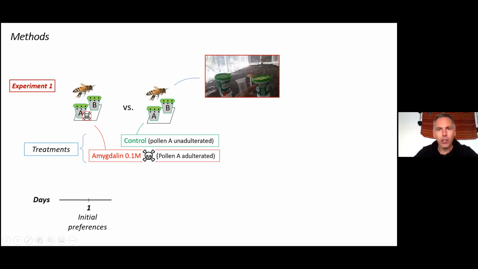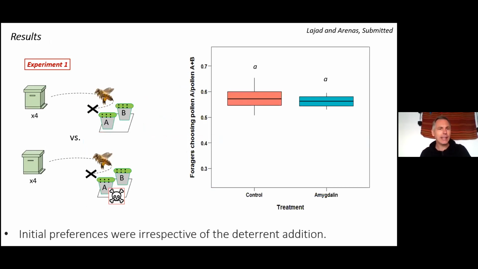So we have, as I said, a flying cage with a colony. We have bees from these colonies making these dual choices between both feeders offering pollen A and B, and in one of the treatments, pollen A was adulterated with amygdalin, 0.1 molar, and these initial preferences were contrasted with bees from other colonies that had the opportunity to choose between pollen A and B when both were unadulterated. So this is what we get.